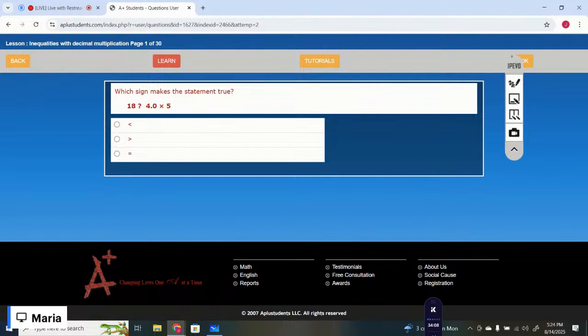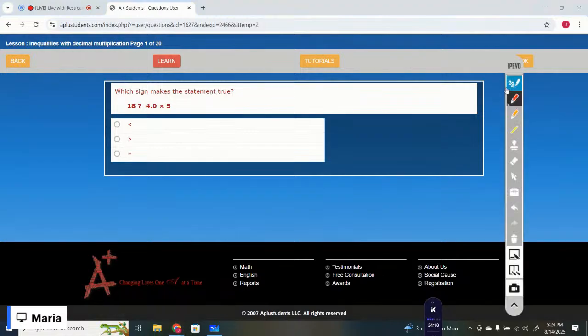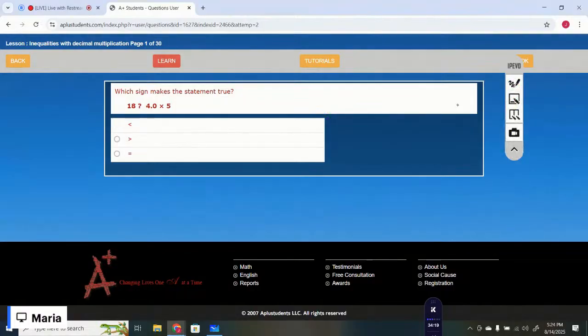Eighteen, and you need to compare it to 5 times 4.0. 5 times 4.0 is 20. So 18 is less than 20. Less it is. Option number 1 is the correct option.